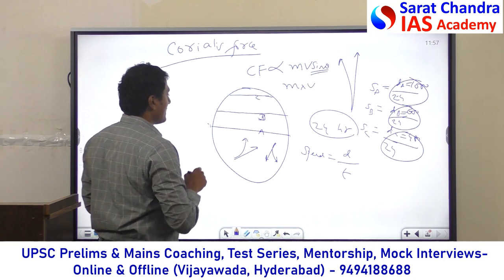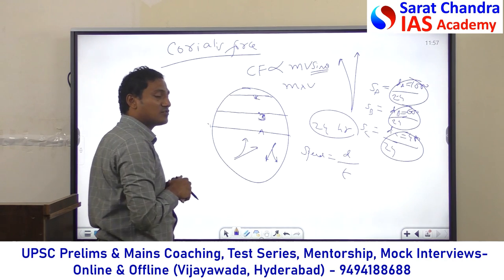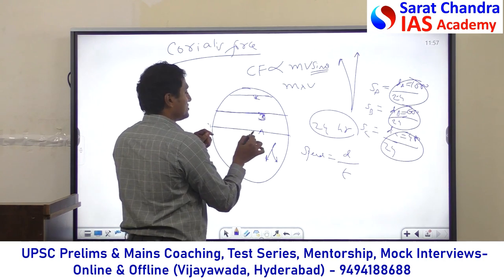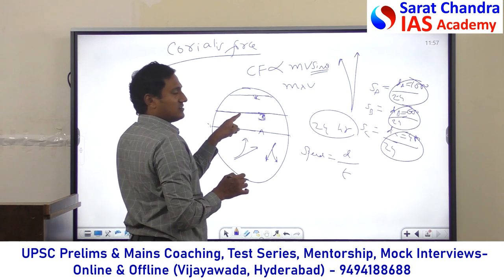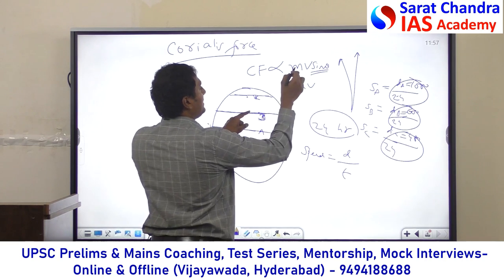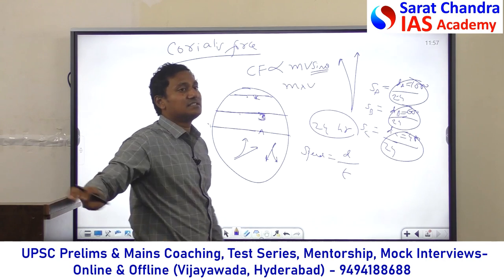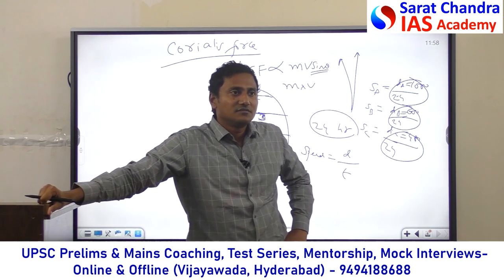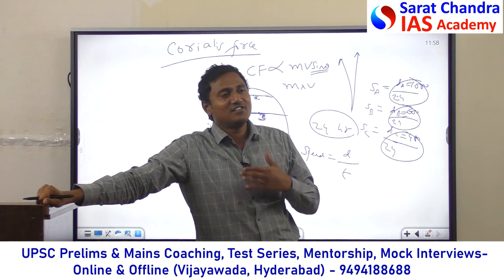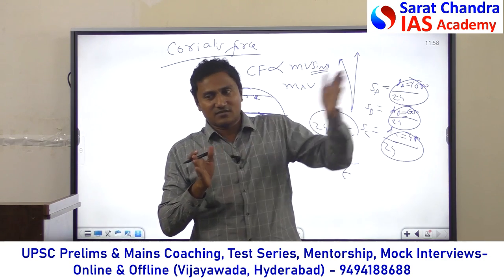For example, Coriolis force at point B, Coriolis force at point C. Where will the high Coriolis force be? For example, at B the latitude is 0. Let us say B is 30 degrees north. C is 60 degrees north. Now, Coriolis force at B will be m v into sin 30. At C it will be m v into sin 60. Which is more? Sin 60 is more. Sin 0 is 0. Sin 90 is 1. So it increases from 0 to 1.